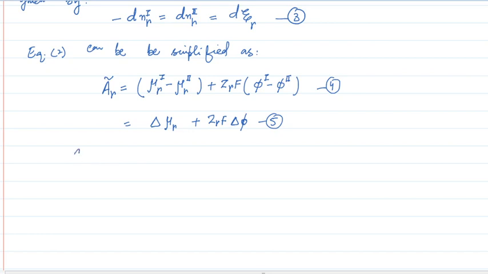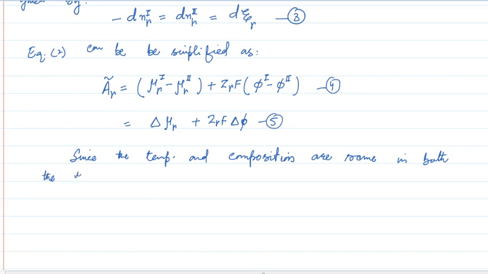Now, since the temperature and composition, that means in the beginning of this lecture we considered an assumption that temperature and the concentration remain uniform, so here simply the temperature and composition are the same in both the vessels.